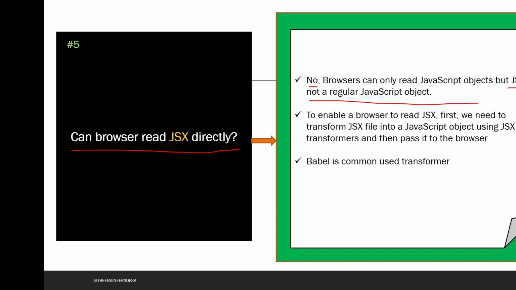So JSX is not a regular JavaScript object. To enable a browser to read JSX, first we need to transform the JSX file into a JavaScript object. All the browsers will only read JavaScript objects. However, JSX is not a JavaScript object. So whatever you write in React, everything will be written in JSX. First, the JSX file will be converted to a JavaScript object with the help of a transformer. And then once it gets converted, the browser is going to read it. In order to convert JSX to a JavaScript object, you need some kind of transformer. We have Babel as a common transformer being used nowadays.